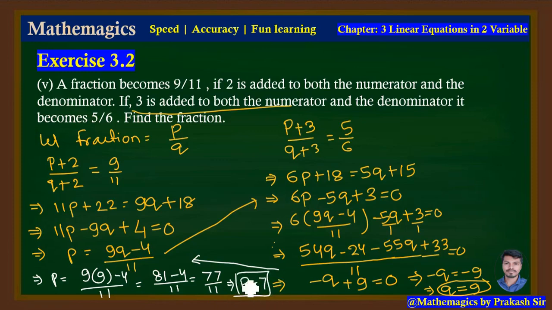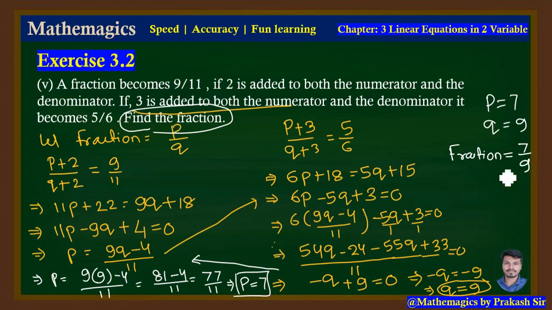So dear friends, here we came to know that p is equal to 7 and q is equal to 9. The question is saying find the fraction. So here we can say that the fraction is equal to 7 by 9, which is the final answer for this question. I hope, dear students, you have understood, and if you have not understood, just see the video once again. You must have the knowledge regarding the substitution to get it solved.